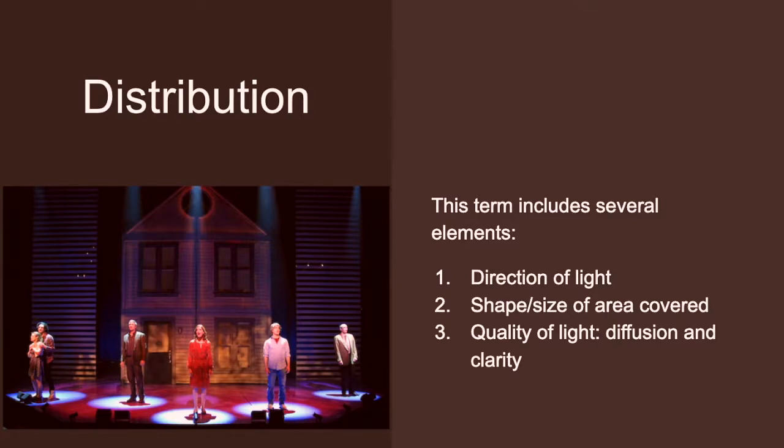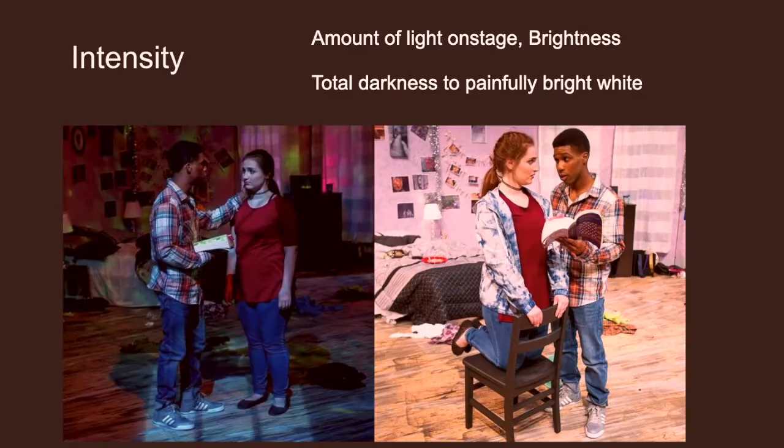You can see in this picture we have 5 different circles of light. The light is distributed in 5 different places. You also can see that they are in the shape of a circle and that it is pretty clear. The lights are clearly there. That's what we mean by distribution.